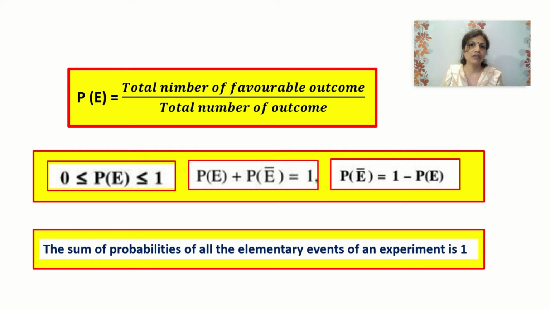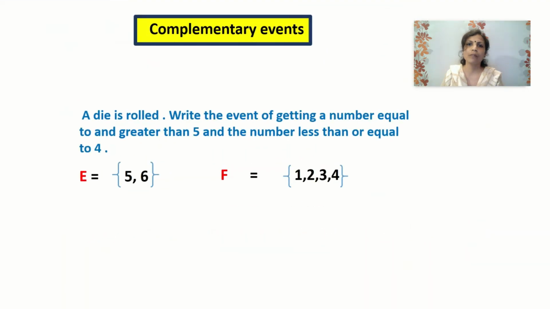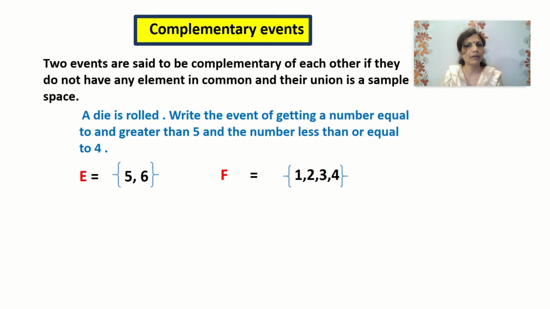So with this revision from the previous video lesson, we would go ahead with this chapter, but before that I want all of you to have a quick revision for the complementary events. As I told you, two events are said to be complementary of each other if they do not have any element in common, and if you combine these two events, they'll give you the sample space. So let's understand this complementary event with one example.